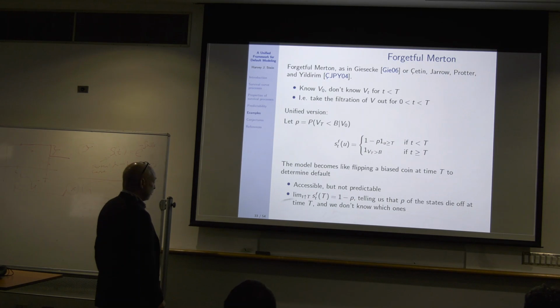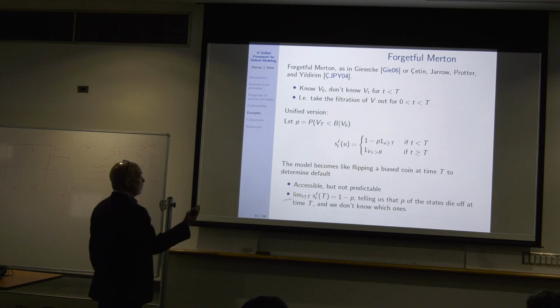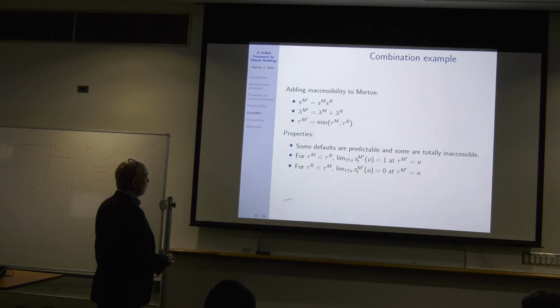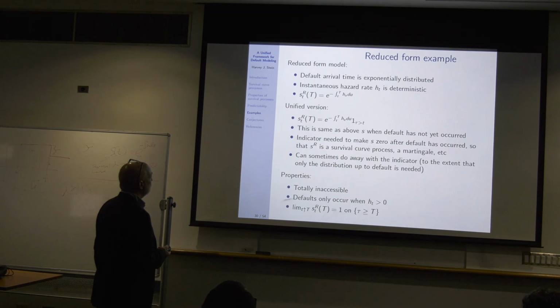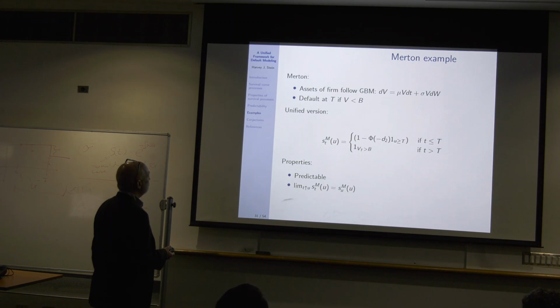So this forgetful Merton, I understand that you don't know V of t for little t of future time. Does that mean you know the probability distribution of V at little t, or you don't even know that? Well, you could know the distribution. Well, you know the process, right? You know this process, say. You know the mu, you know the sigma. You know it started at V0.